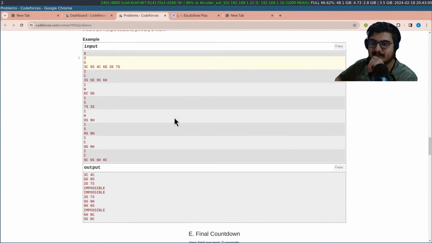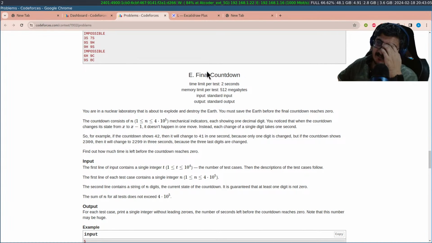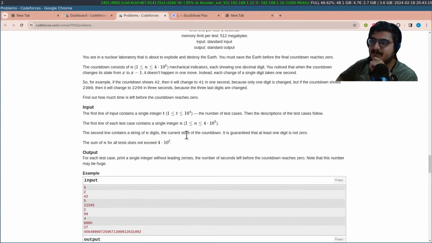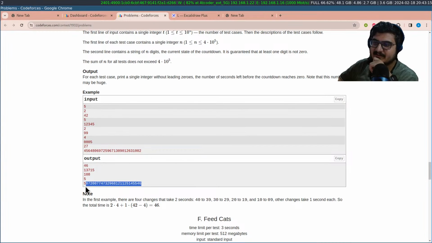So this was problem D. Any ideas before we move to problem E? Okay, problem E was a bit tricky one because it had numbers up to the range of 4e5.